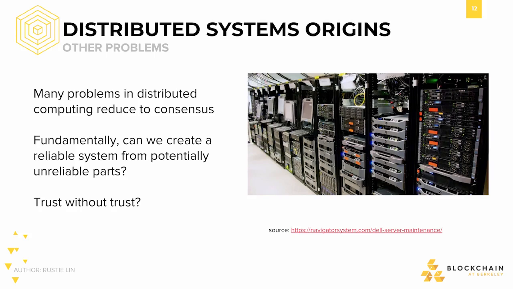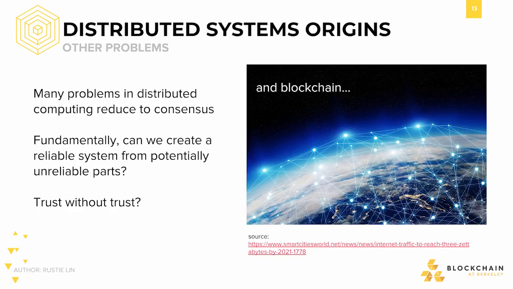Distributed log servers, for example, ensure that no 2 processes can read or write to the same piece of data at the same time, a problem called mutual exclusion, thereby preventing potential corruption to important data. And finally, of course, the main focus of this course, the blockchain and distributed ledger revolution. Fundamentally, each of these problems we just went over, and more, reduce to the problem of consensus.